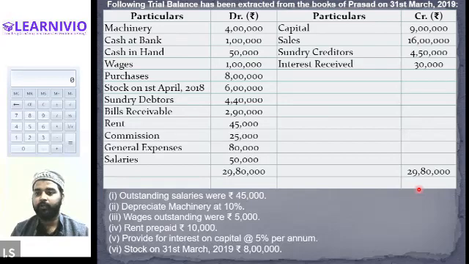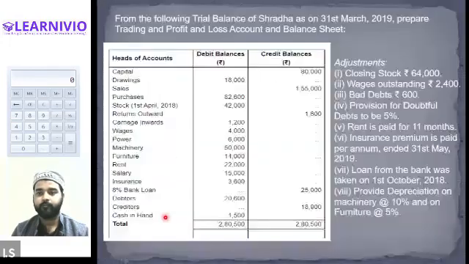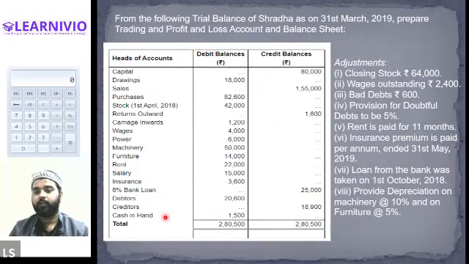I'll be giving you one question for your homework based on the same concept. Just a minute. Okay, please take the screenshot of this question and do it in your homework. So in this question as well, we have to prepare the final account and make sure you also pass the journal entries for all the adjustments given in this question. Take the screenshot.